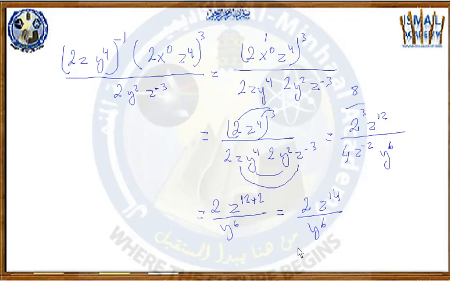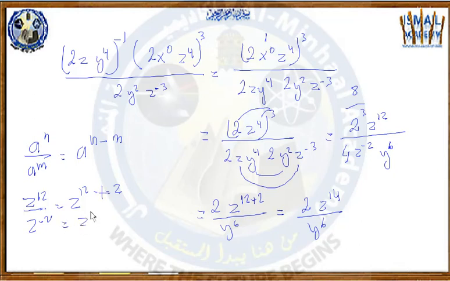Is that clear here? No, it's not clear. How did you get that? Which one are you talking about? The last part. So here we have z12 and z minus 2. If I have a to the n over a to the m, this is equal to a to the m minus n. So z12 over z minus 2 is going to be z12 minus 2. So minus 2 becomes positive. So it's going to be 12 plus 2 is 14. Is that clear? Yes.